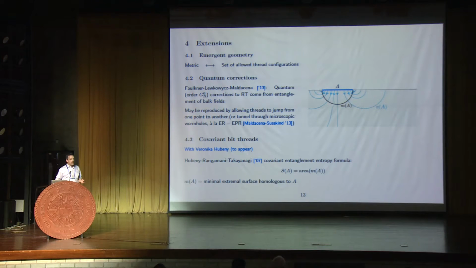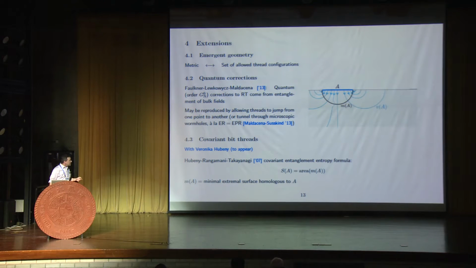Okay. Apparently I have time to talk about extensions, at least a few of them. So I have 3 extensions here to talk about. So first, just very briefly, emergent geometry. Given a metric, that implies a set of allowed thread configurations, but you can also take a set of allowed thread configurations on some manifold that doesn't have a metric, and you can, from that, derive a metric.